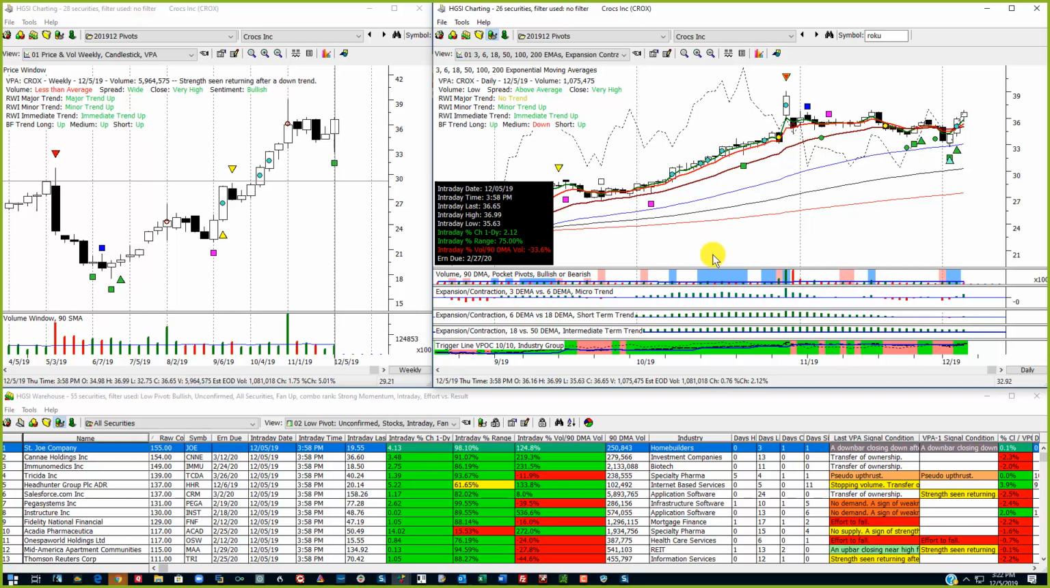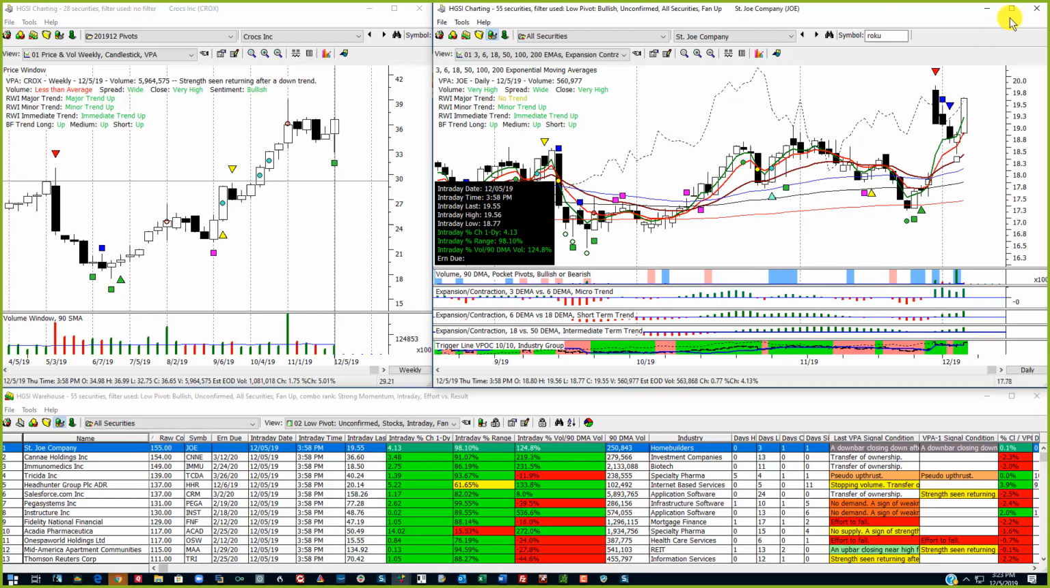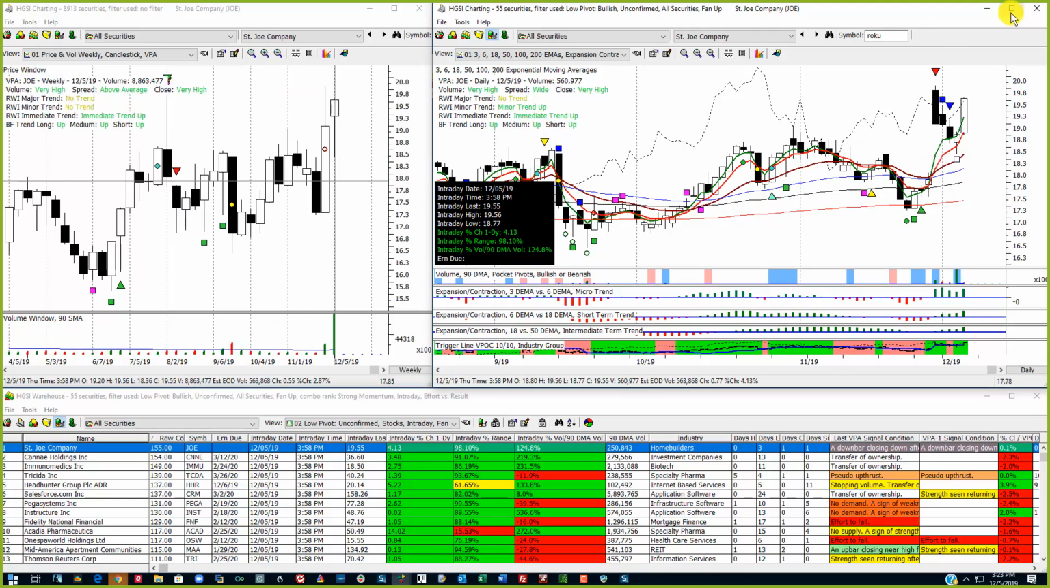Now, Gil Morales does something similar. He calls it an undercut and rally. And this would be an undercut and rally here. Look at the pocket pivots, a couple of days of them. It undercut these moving averages, and it's moving up, and I'm still on Crocs. Let's look at, this one's a little bit loose.